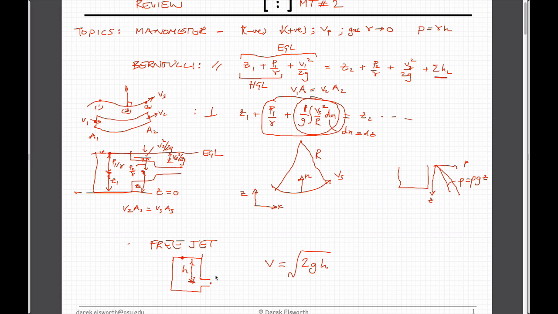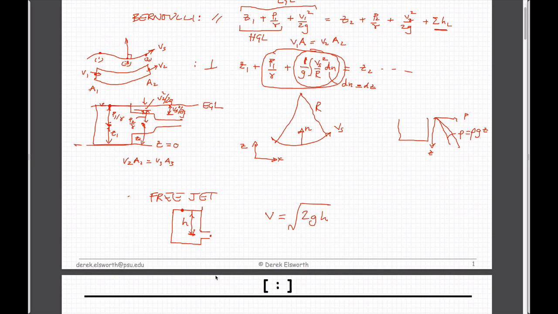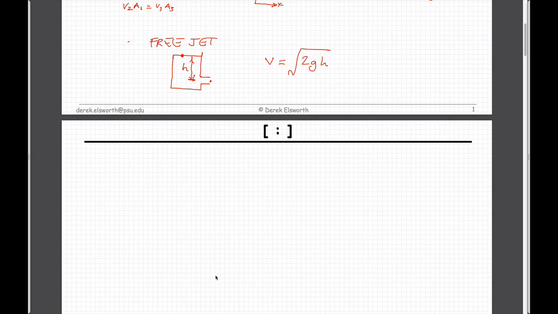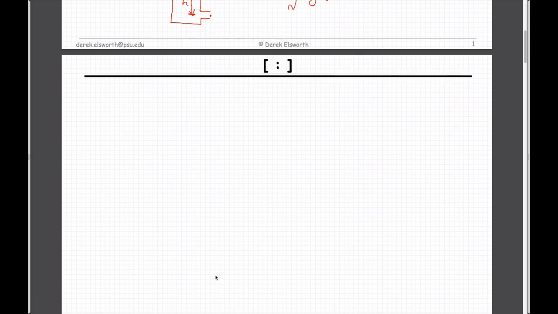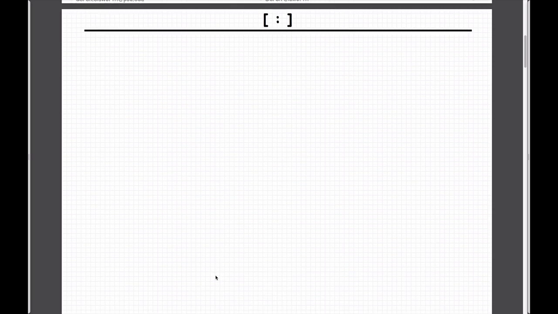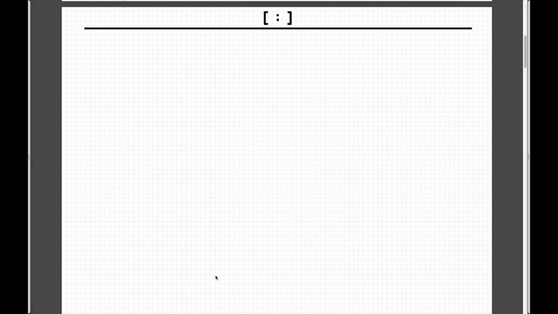Everyone good so far? All right, so that's the first part. And there are only two other equations to deal with: one for conservation of mass and one for conservation of linear momentum.